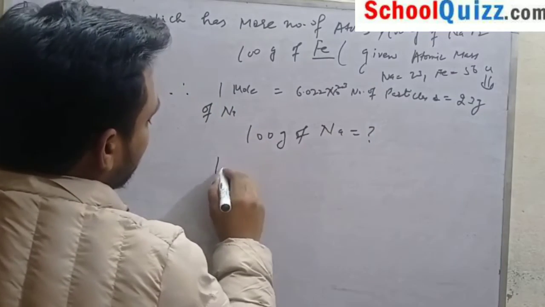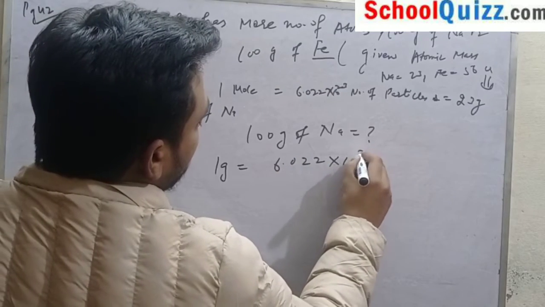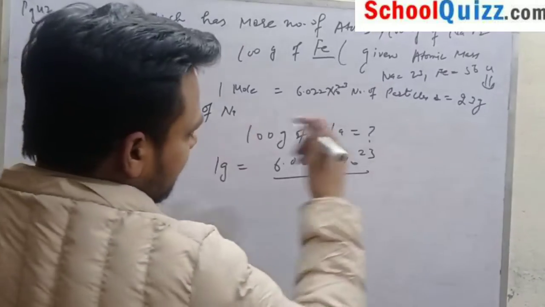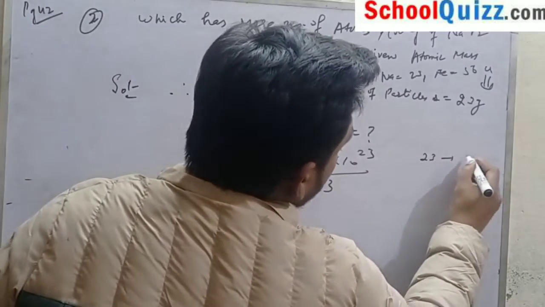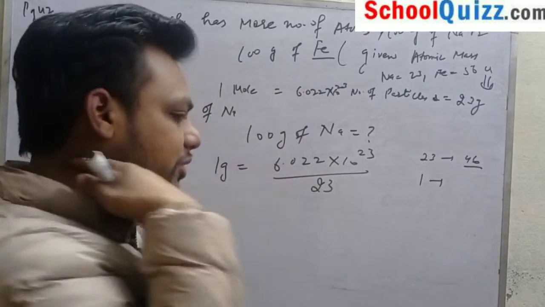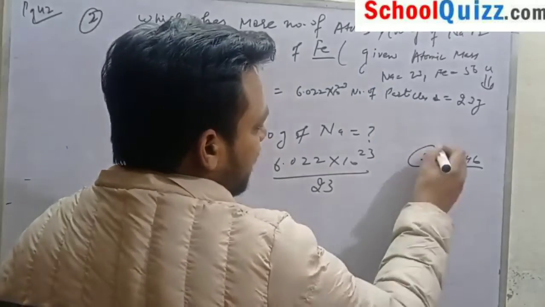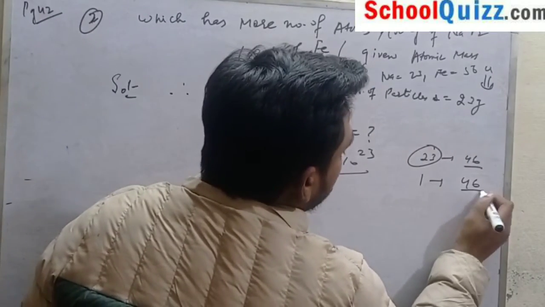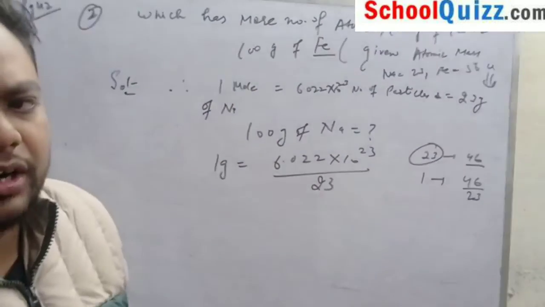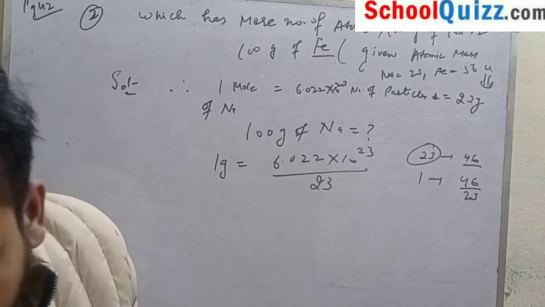So in 1 gram, that will be equal to 6.022 into 10 raised to power 23 upon 23. Simple mathematics. Suppose we have 23 pencils and their cost is rupees 46. If we have to find the cost of one pencil, we will just divide. It is simple like that, not a hard and fast thing.